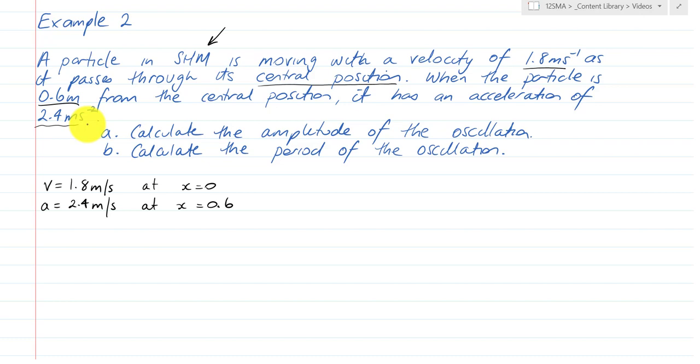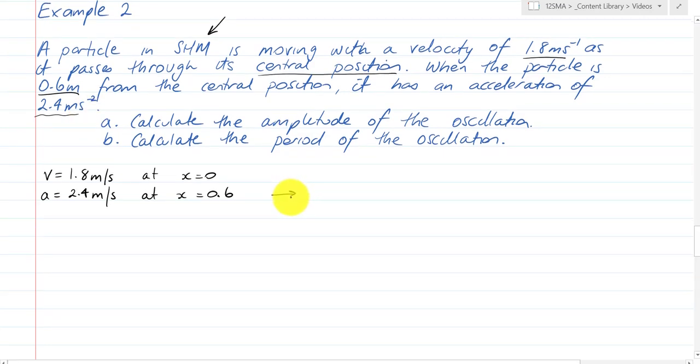So we're asked first of all to calculate the amplitude of oscillation. So what we do know is we know the value of a at a certain x value, and we also know the value of v at a certain x value. But this first one here gives us a fair bit of information because we know that a is equal to negative omega squared x, and so therefore 2.4 is equal to negative omega squared times negative 0.6. So I'm going to assume the acceleration is positive and the displacement is negative here.